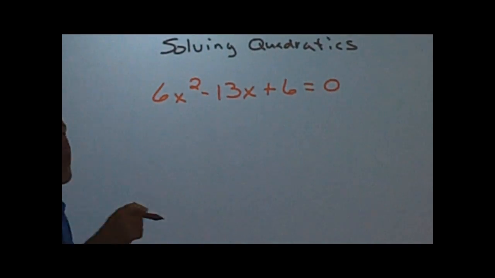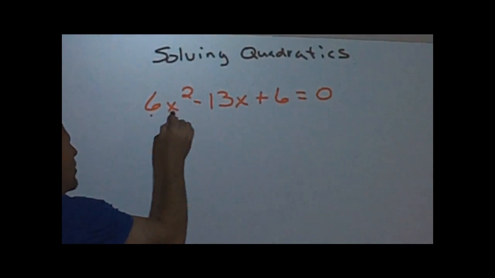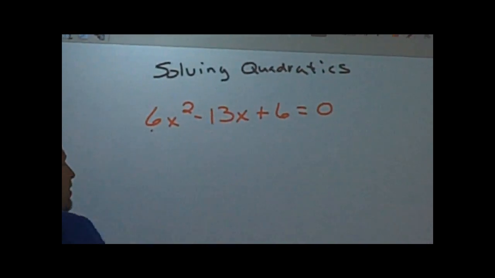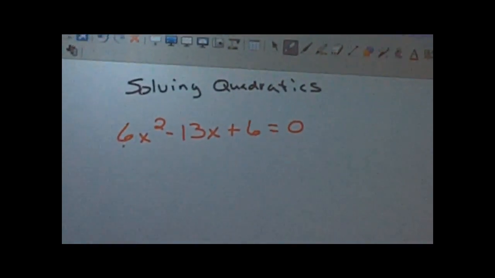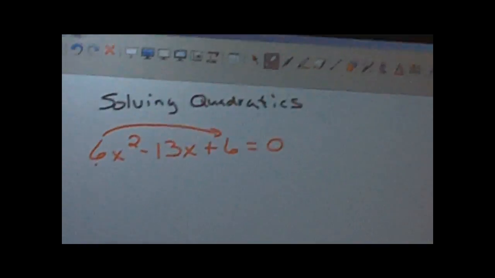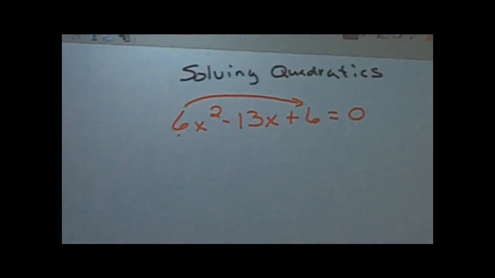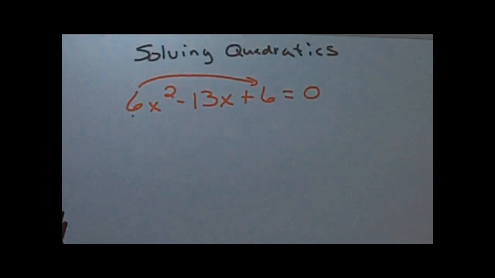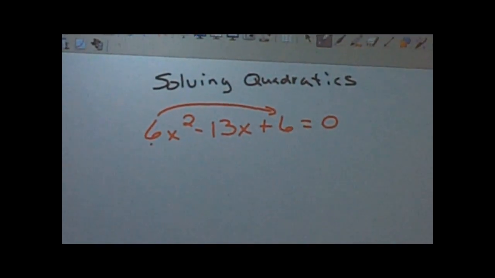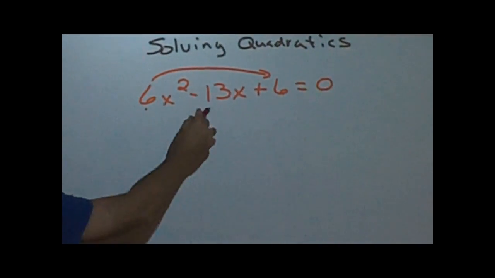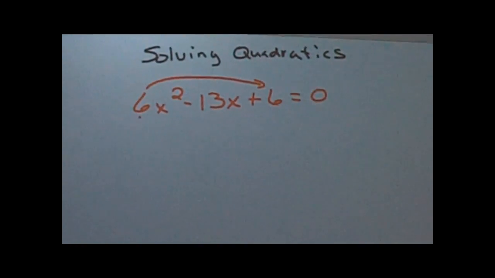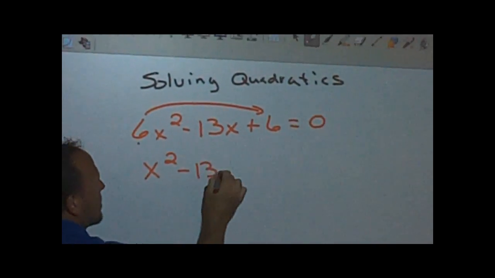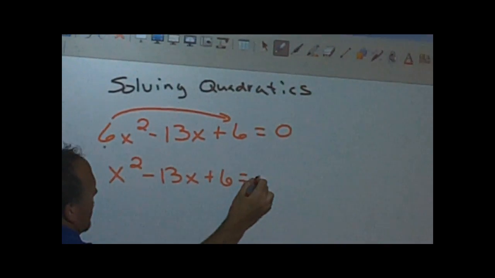First thing you want to look at, if you can, is to take out a GCF. But in this situation you can't, because you have 13. So multiply by 6. Anytime you have a number in front of your squared variable, you multiply by that number, unless you can take out a greatest common factor. So I multiply, and that gives me x squared minus 13x plus 36 equals 0.